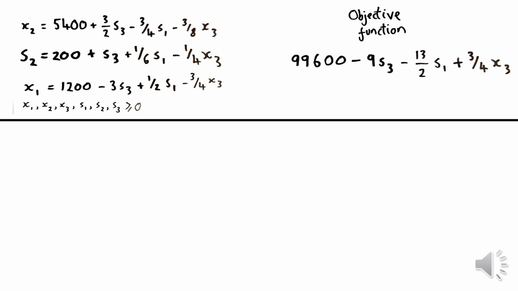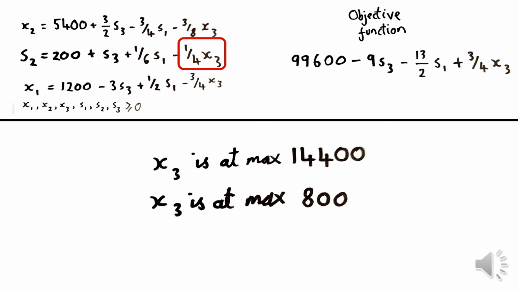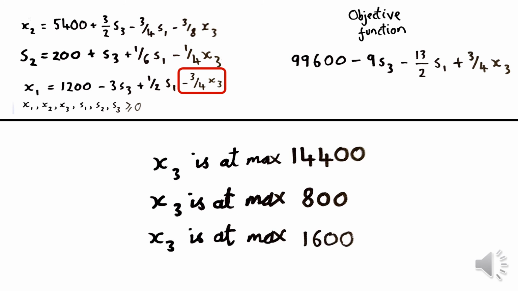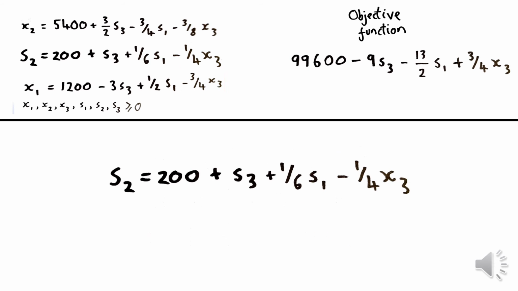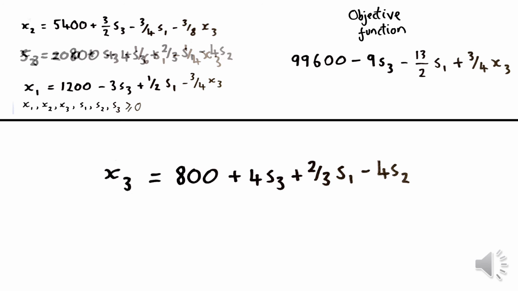Now we can do the final pivot. This time we'll choose x3 as our entering variable. In the first constraint, x3 can be at most 14,400. In the second constraint, it can be at most 800. And in the last constraint, x3 can be at most 1600. The tightest bound comes from the second constraint, so we'll use s2 as our leaving variable. Once again, we'll swap the x3 term for the s2, then multiply by 4 to normalise the equation, and swap that in.